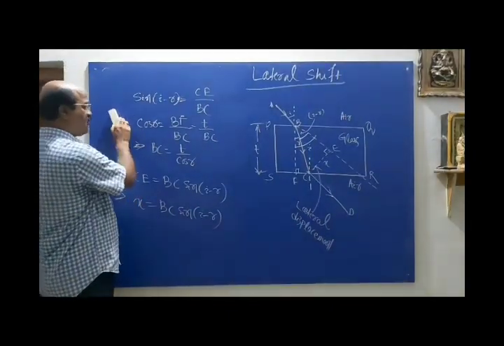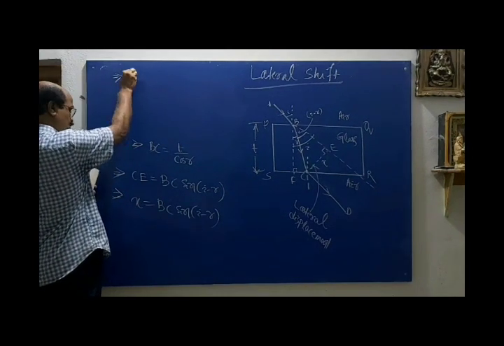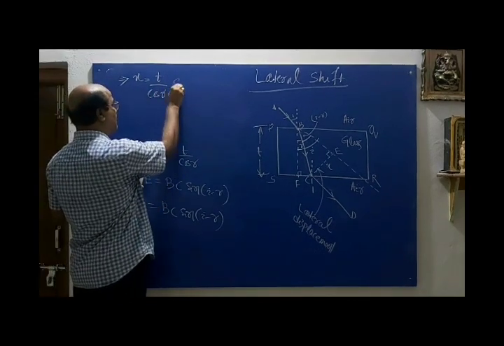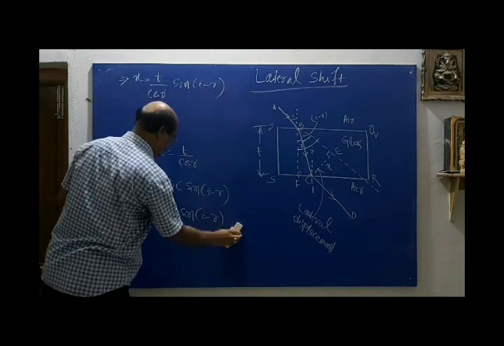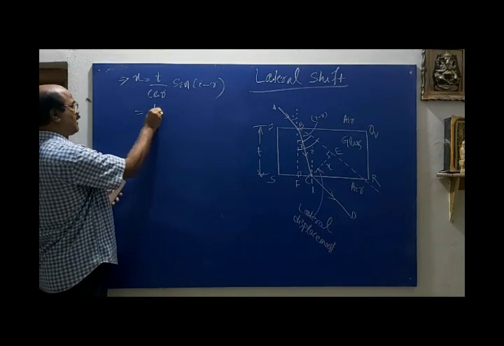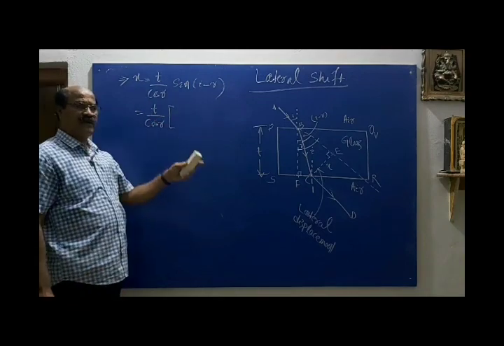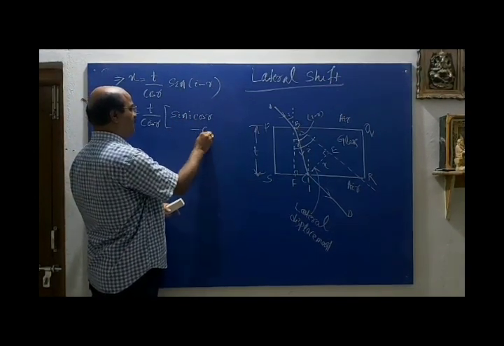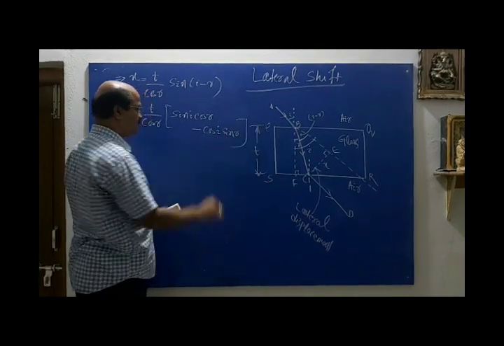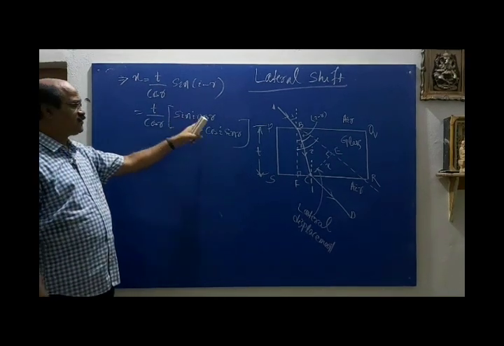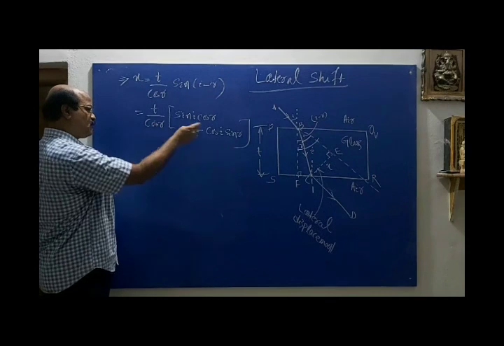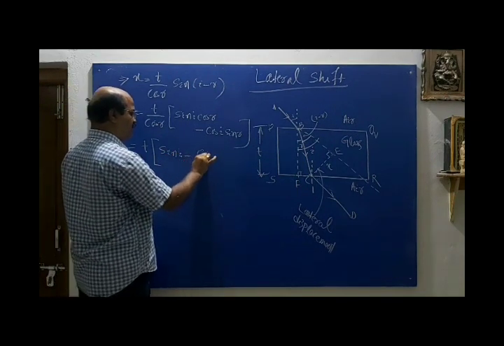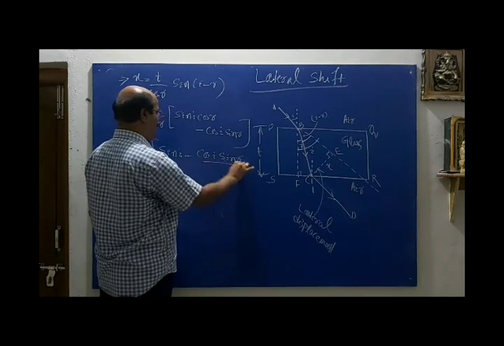BC is t by cos r. That implies x equal to BC into sin i minus r, that is equal to t by cos r into sin i minus r. The formula for sin A minus B is sin A cos B minus cos A sin B. So sin i cos r minus cos i sin r. Taking t out of the bracket, cos r cancels, leaving t into sin i minus cos i sin r by cos r.